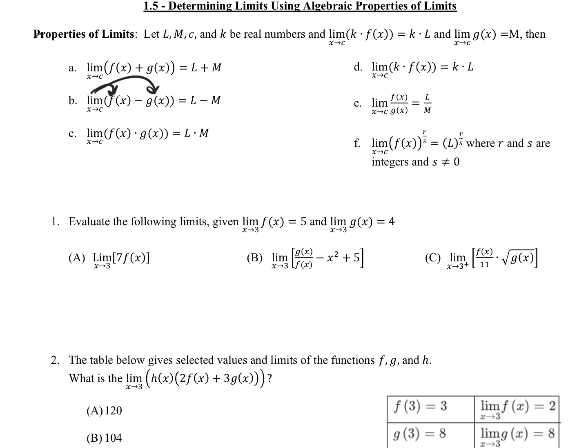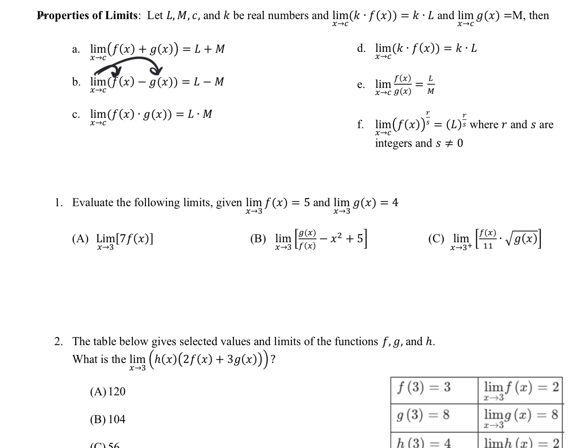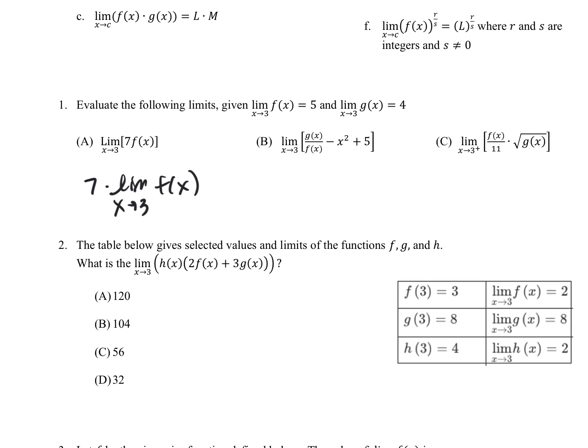So let's go apply something. Let's not think too hard. Right here, this is the same as finding 7 times the limit as x approaches 3 of the function. Did they give us info about the limit as x approaches 3 of f? Up here, what do they say that is? 5. So then what do we have to do with our final answer? Multiply it times 7.